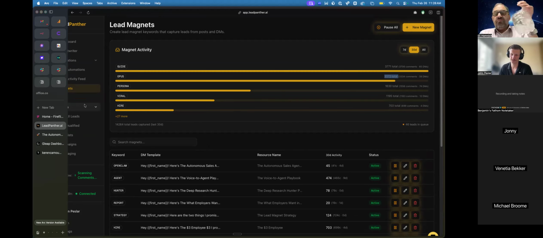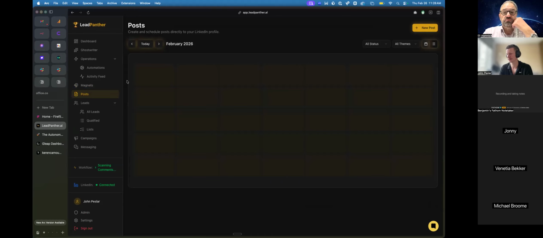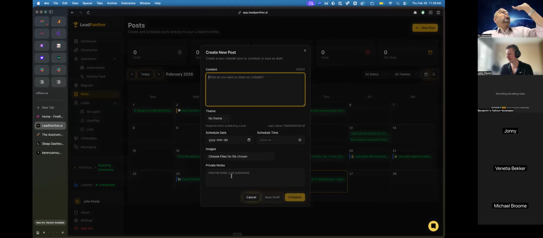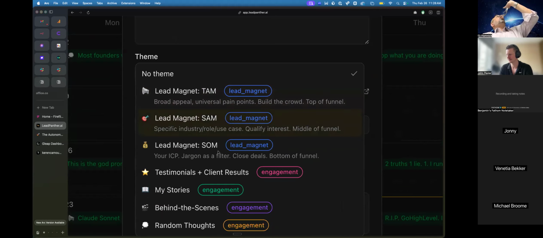So when you're starting, yeah, post daily. I mean, you don't need to do a lead magnet every single day, because lead magnets are a lot of work. So when you go in here and you post, you can do the different themes, as you can see. If you're doing the TAMs, these are the three categories we talked about. And if you're doing non-lead magnets, then do something like a testimonial. Testimonials are very good, and your story.